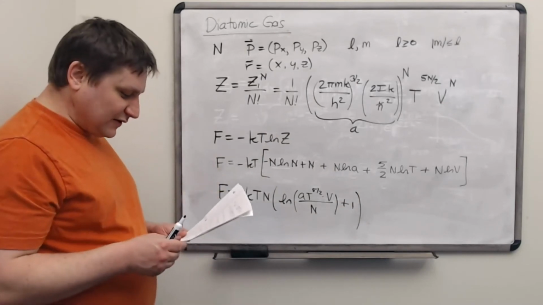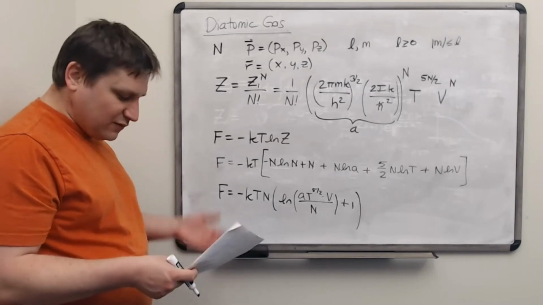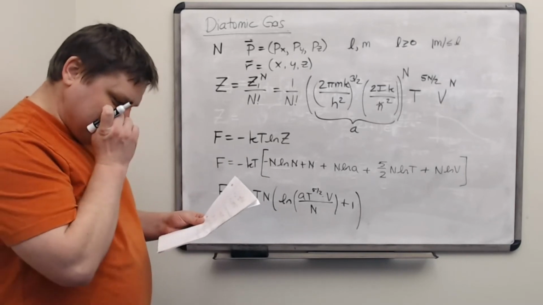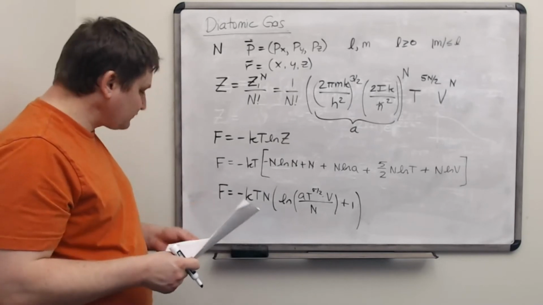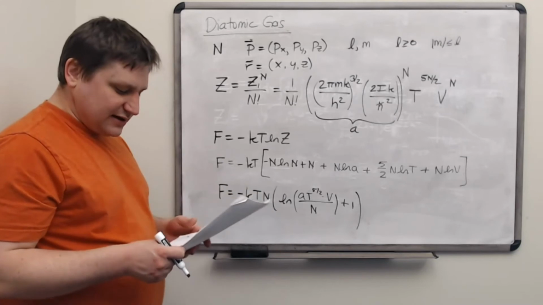And you can do all sorts of checks from this. Doing the derivative with respect to volume will result in the ideal gas law. Doing the derivative with respect to temperature will give you the entropy. And doing the derivative with respect to N will give you the chemical potential.